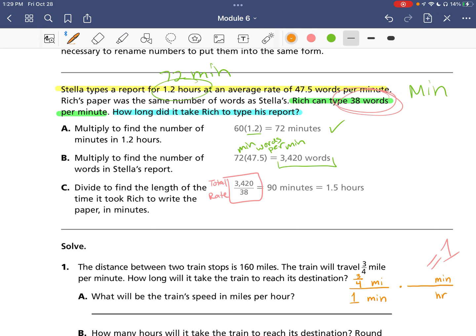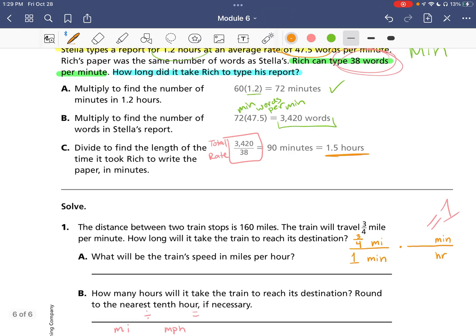So if we're comparing Stella at 47.5 words per minute and Rich at 38 words per minute, he's typing slower. So this answer of an hour and a half, meaning it'll take him longer, makes sense. Okay, that's an answer that makes sense because it'll take him a little bit longer.